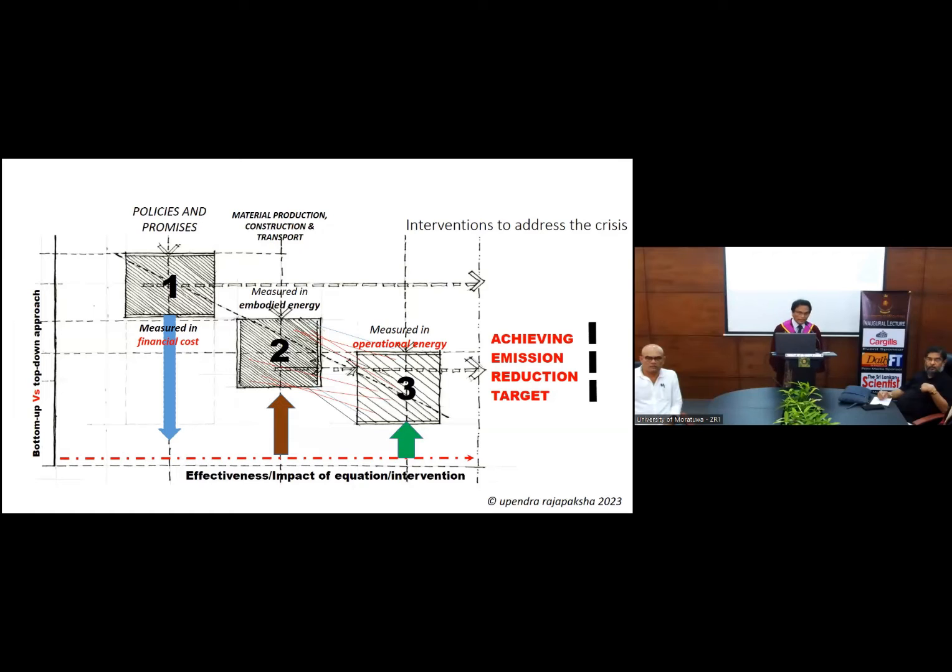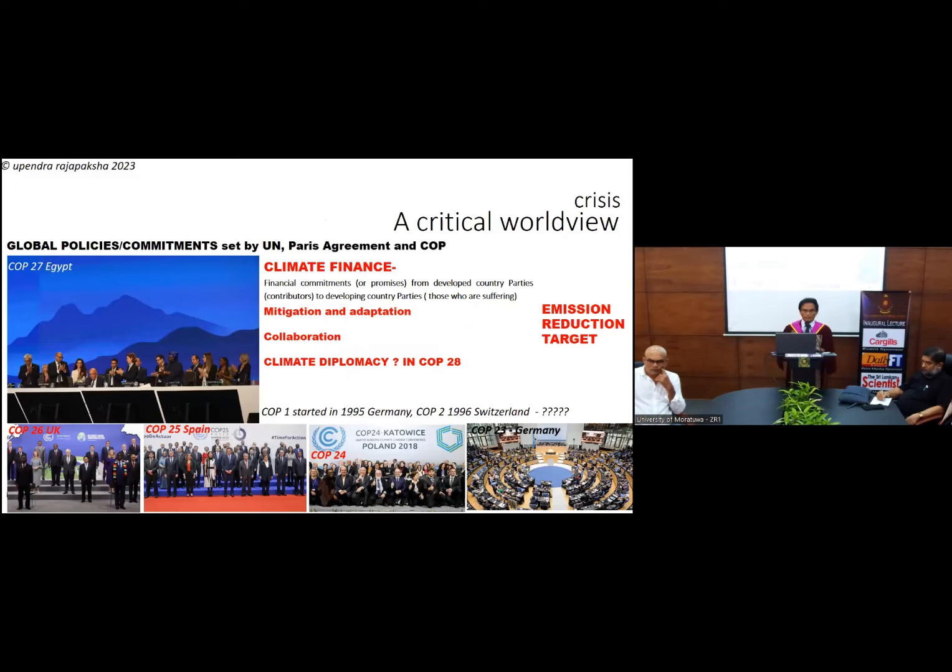Then the second and third are integrated together. The second option is to intervene at the production of materials and the production of the building. And number 3 is the interventions measured at the operational stage. So we'll see how these three interventions work in combination. So the first one is about global policies. There are several global summits happening in the world over the last many years. For example, COP for the last 27 years.